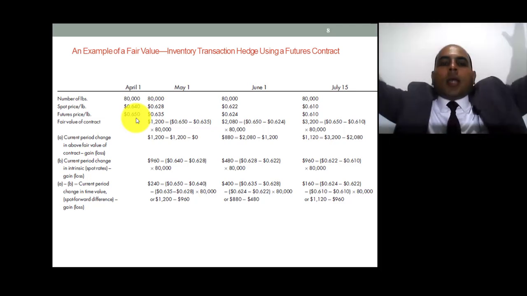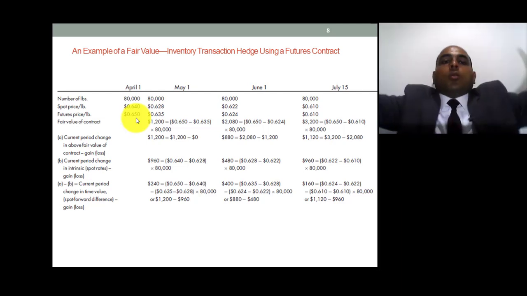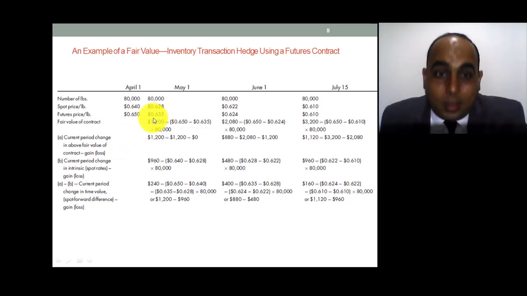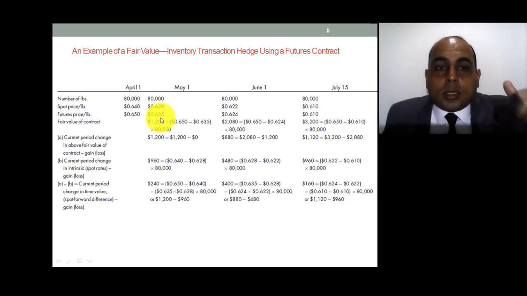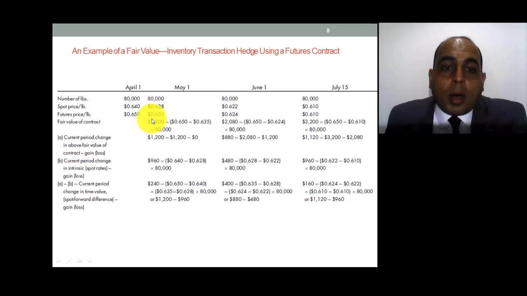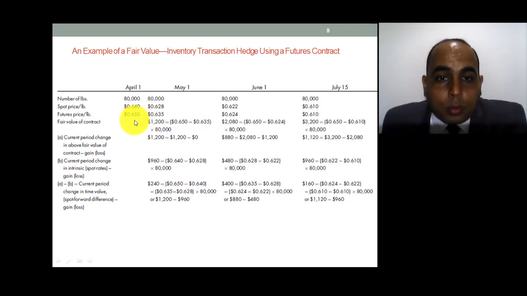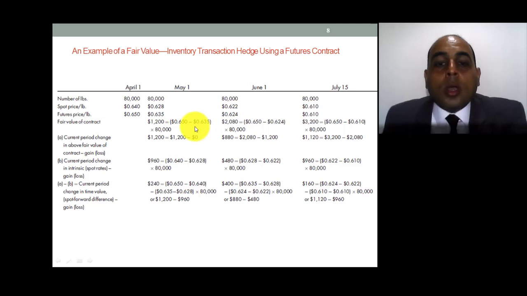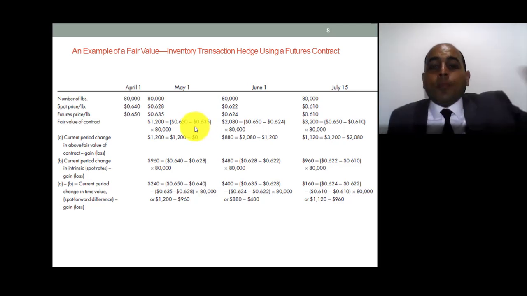Otherwise, if we didn't enter into this future contract on April 1st and entered at 0.635 instead, we would earn that amount. Because we entered on April 1st, we will earn 0.65. So we are talking about a gain. The amount of gain equals 0.65 minus 0.635, which is 0.015, multiplied by the quantity.